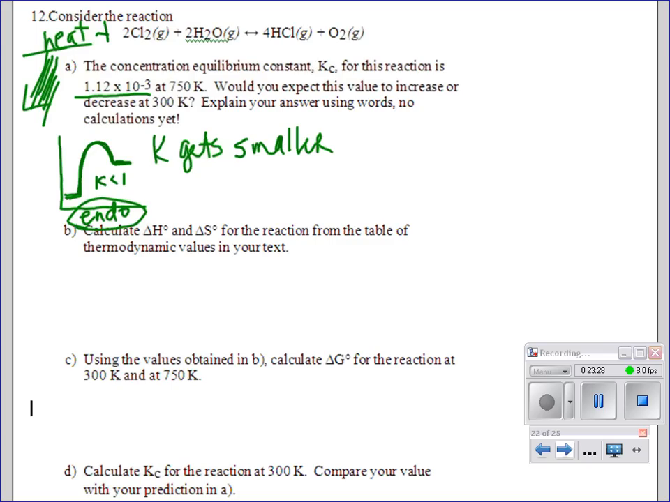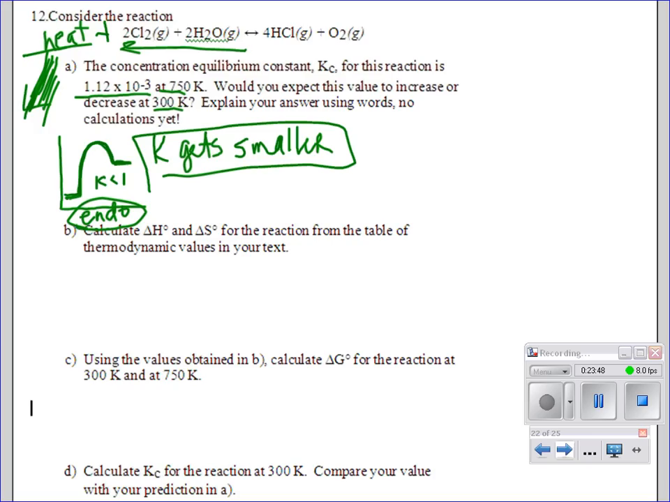The question is saying when we drop temperature, what happens to K? Well, taking away heat forces a left shift. If it shifts left, what happens to K? K gets smaller. Now, through this series of calcs, we're going to prove it and see if that's really true.